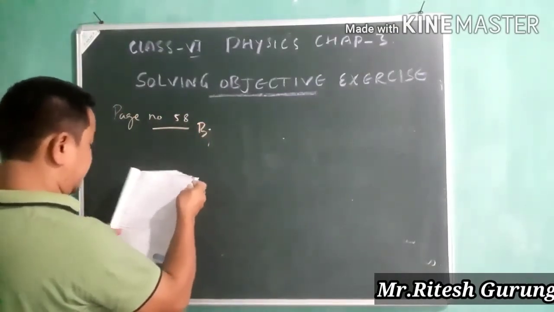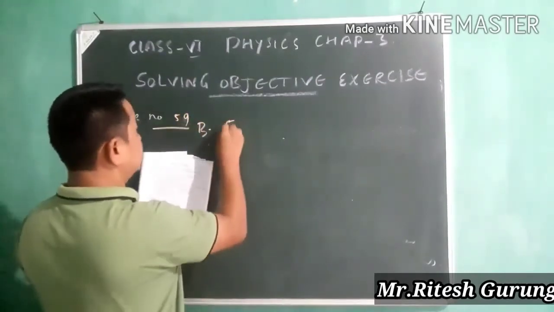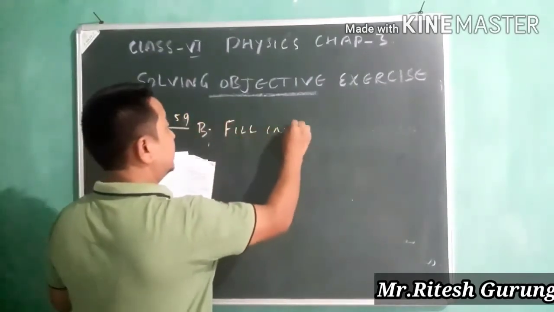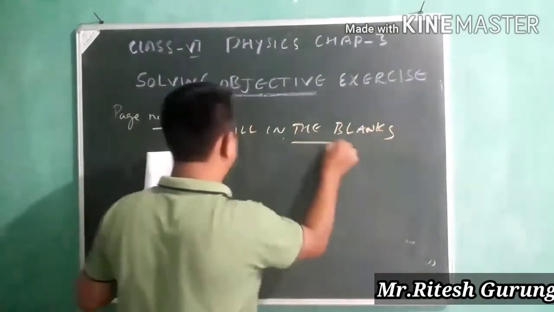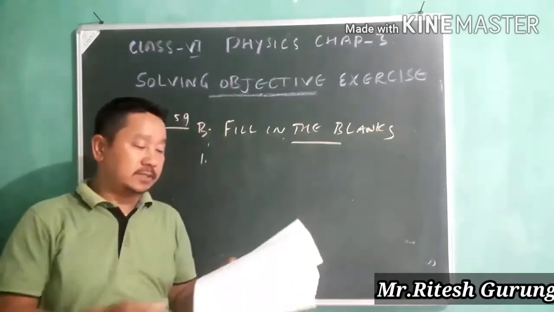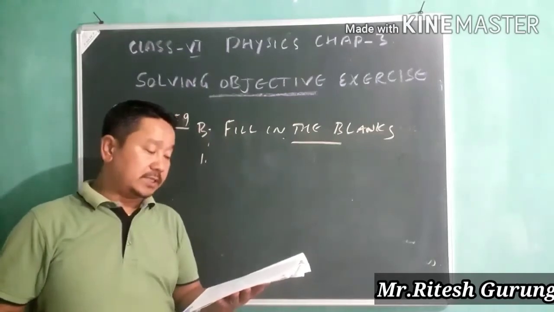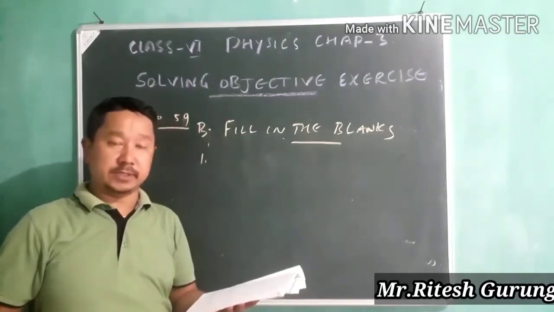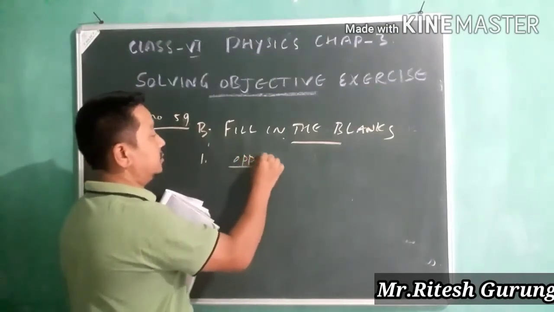Okay, page number 59 now. What is that? Fill in the blanks. Number 1: the friction always acts in what direction of the movement of the object? It is opposite.